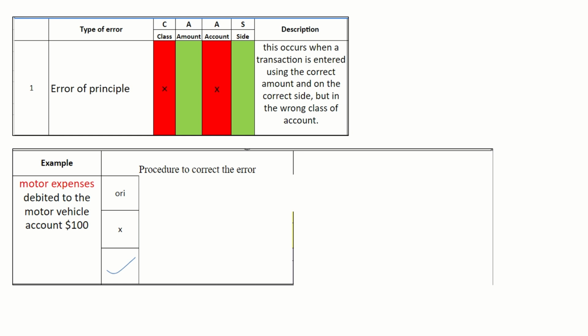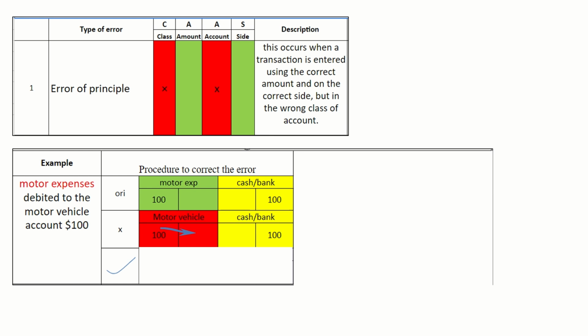Look at this example. Motor expenses debited to motor vehicle account, 100. Original entry should be motor expense debit, cash or bank credit. However, the error is that the entry was debit motor vehicle account and credit cash or bank. To correct this error, you remove it from motor vehicle account, therefore credit motor vehicle and debit motor expenses.